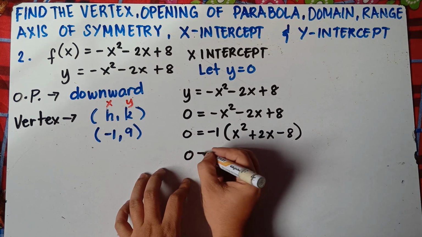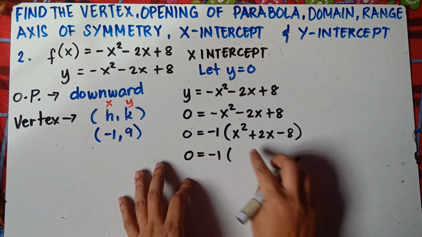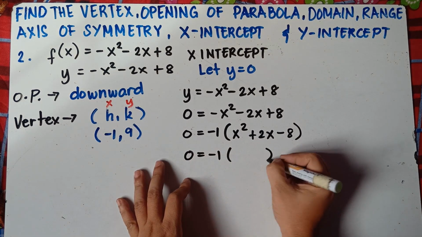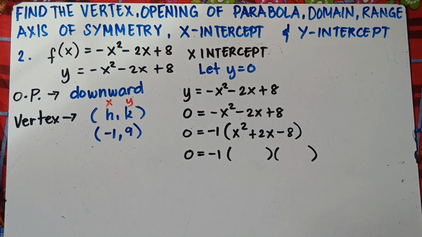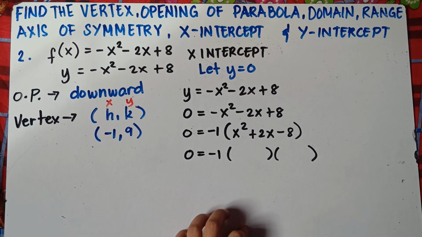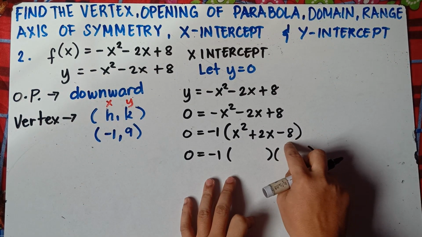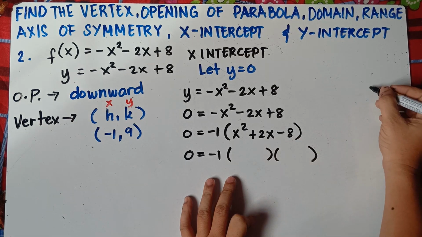Alright, so next, copy negative 1, we need to factor this out. So factor this out, class. Once again, class, if you want to learn more about factoring, I will put the link in the description down below with regards to factoring. So factor this out, so copy this constant, negative 8.